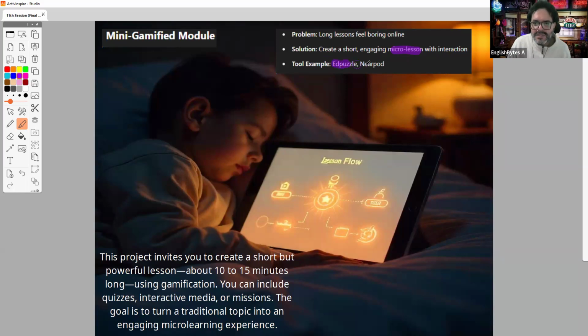You have Edpuzzle, you have Nearpod, and you have quizzes, you have Kahoot. So that's something you can create. And you already did something similar, or at least tried, with 10 to 15-minute classes with gamification, with quizzes. This is just another idea for that final project. Let me give you yet another idea.